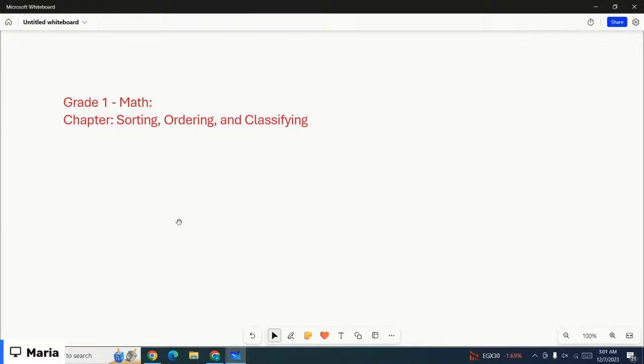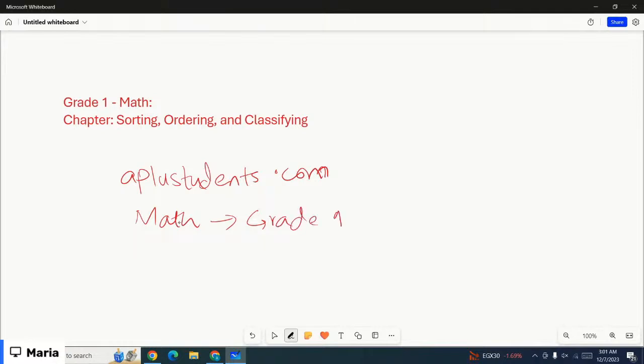We are here for grade 1 math. You can find all the lessons on aplusstudents.com. You have to log in there using your email address, and the password is provided by the administrator. Then you have to select math from the subject tab. Scroll down to grade 1 and then click on view all lessons. There you can find the list of the chapters. We're going to start with the chapter sorting, ordering and classifying.